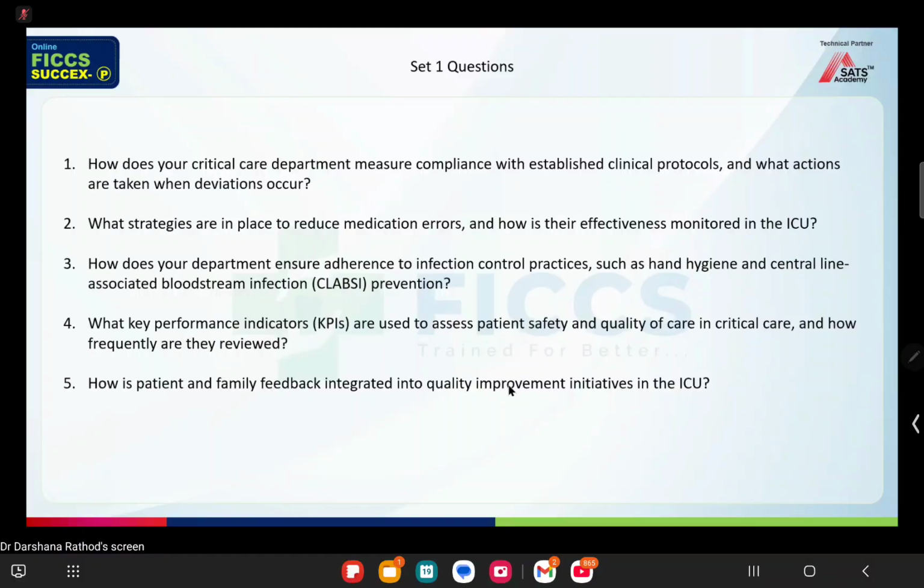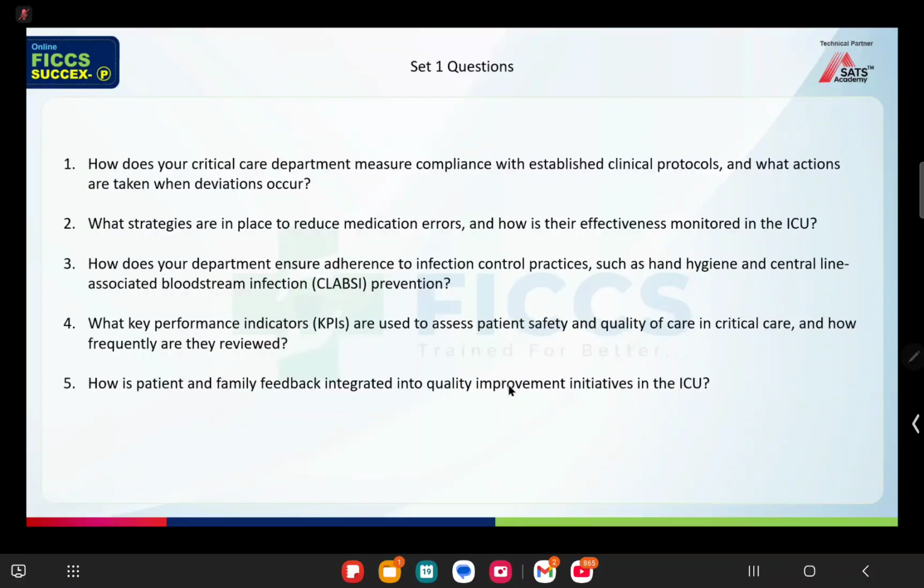The insertion bundle starts from selection of the site, where the femoral site has to be avoided. As far as possible, use the subclavian or the jugular, and then all the steps that are followed, from washing your hand, capping, gowning properly, consent being taken, ensuring that parameters like platelets and PT-INR have been checked, as well as draping the patient, and then going ahead with the procedure and doing it as a sono guided procedure.